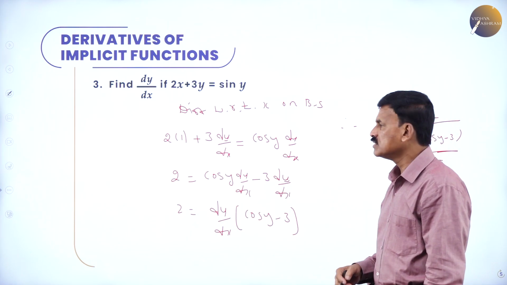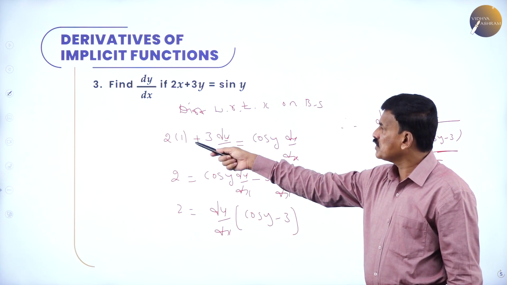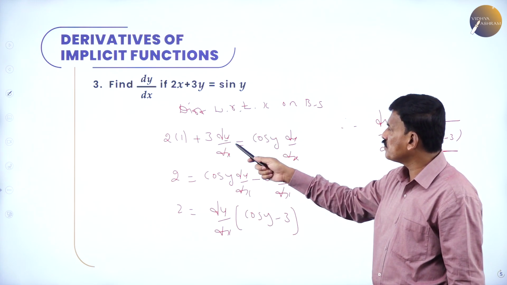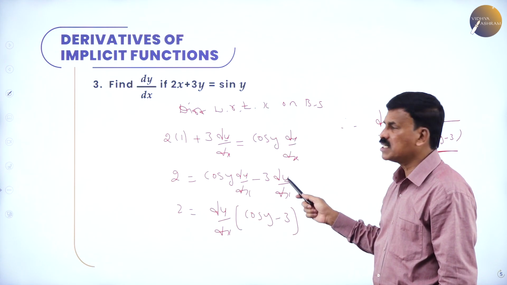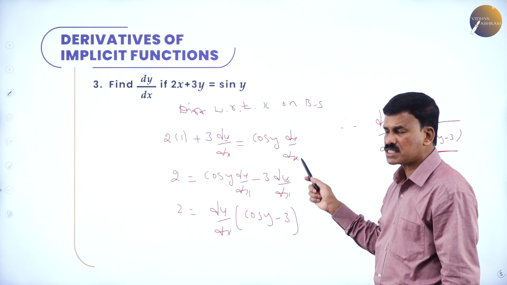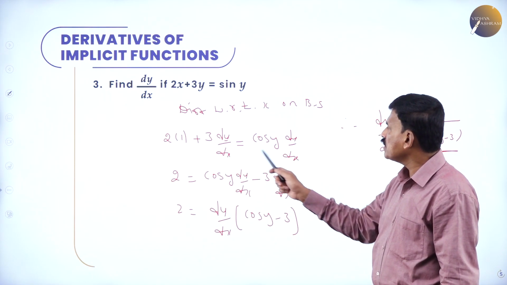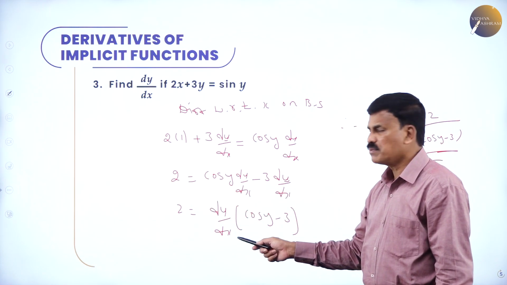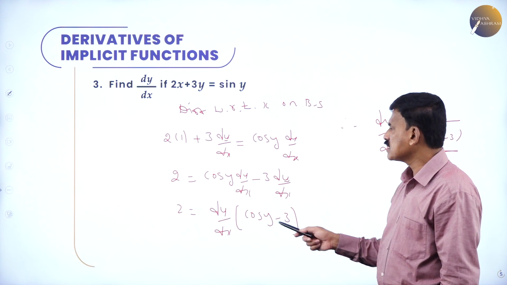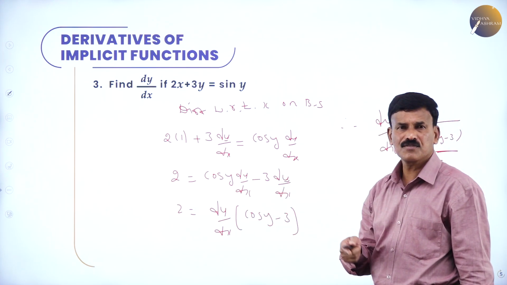That's it. Right. Listen to me once again. So, differentiating with respect to x, 2 into derivative of x is 1 plus 3 into derivative of y is dy by dx. Derivative of sin y is cos y into dy by dx. We are differentiating y with respect to x, dy by dx. Just bring this to the right hand side. So, cos y dy by dx minus 3 dy by dx is equal to 2. You can take dy by dx common factor, cos y minus 3. dy by dx is equal to 2 divided by cos y minus 3, which is the required answer.